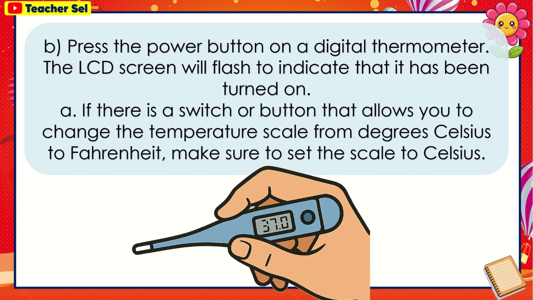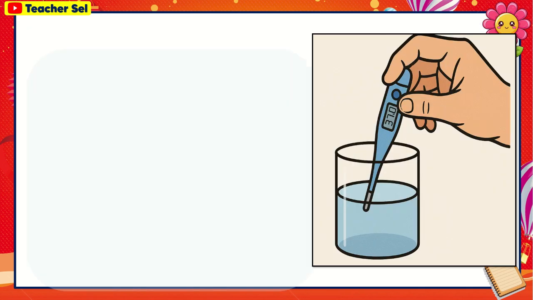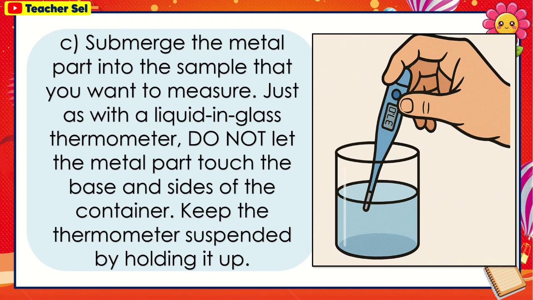If there is a switch or button that allows you to change the temperature scale from degrees Celsius to Fahrenheit, make sure to set the scale to Celsius. Submerge the metal part into the sample that you want to measure. Just as with a liquid in glass thermometer, do not let the metal part touch the base and sides of the container. Keep the thermometer suspended by holding it up.